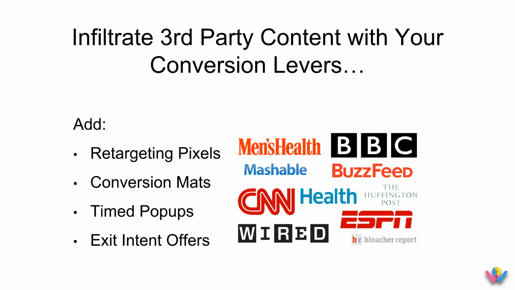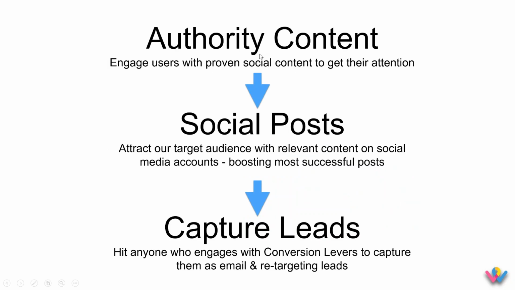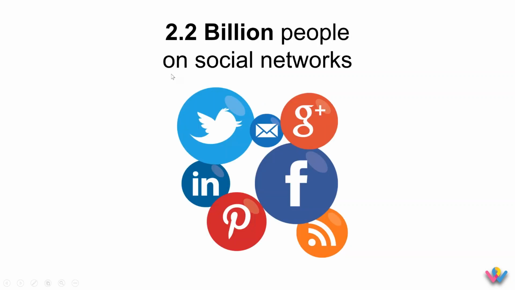So what we're going to do is infiltrate third-party content with your conversion levers. You can basically use all of those conversion levers that we just talked about, like dropping pixels, conversion mats, timed pop-ups, exit intent offers, on websites like Men's Health, BBC, Mashable, BuzzFeed, CNN, Health.com, ESPN. That's crazy, right? You never have to write content ever again. As you share authority content and make it into social posts, all you have to do is capture leads and then remarket those and turn them into sales.